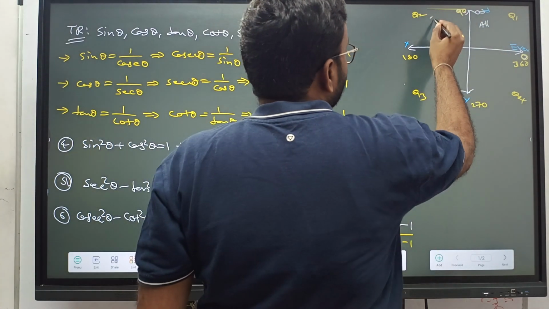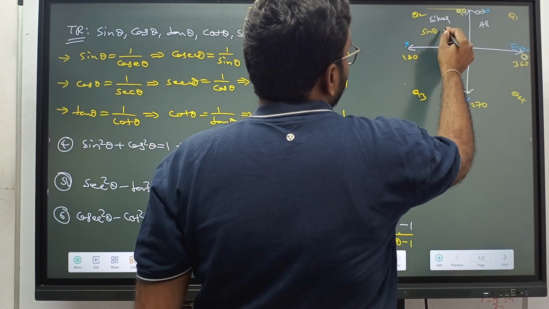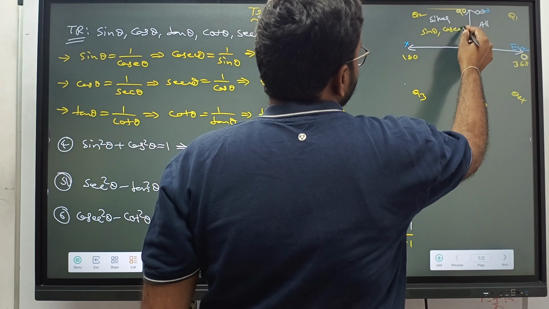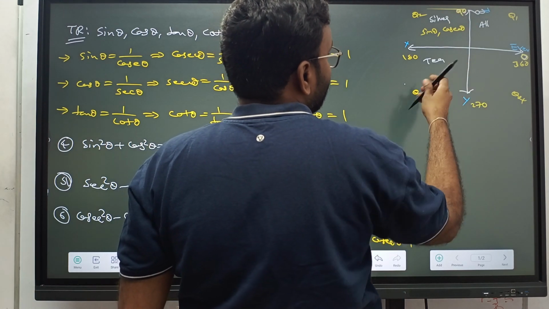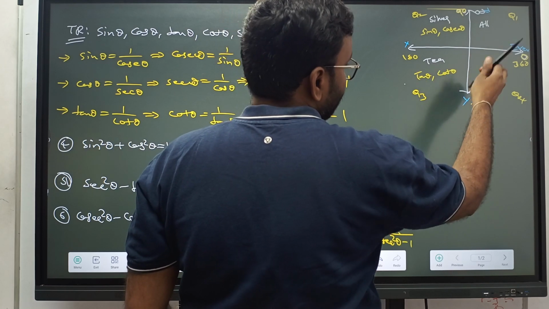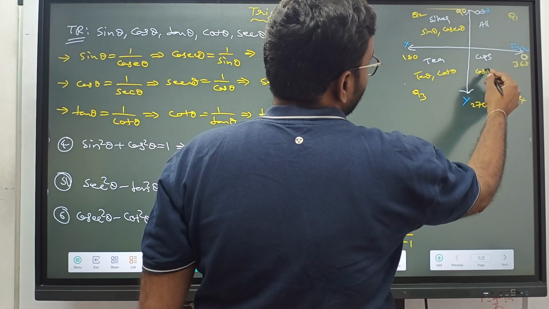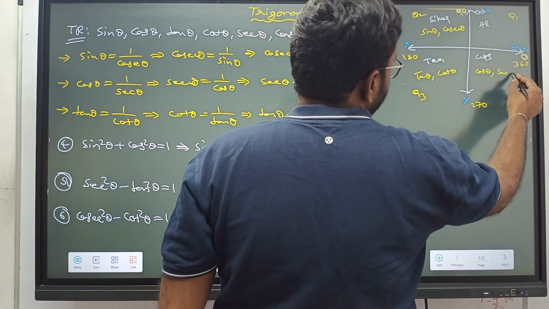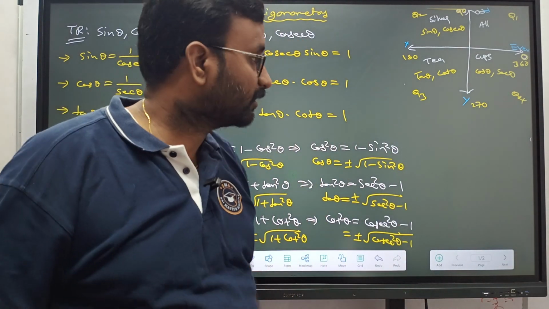Next, silver. Silver means sin theta positive and the reciprocal of sin theta, cosecant theta, positive. T means tan theta positive and its reciprocal cot theta positive. Cups means cos theta positive and the reciprocal is what? Secant theta positive. There, all are positive: sin, cos, tan, cot, secant, cosecant.